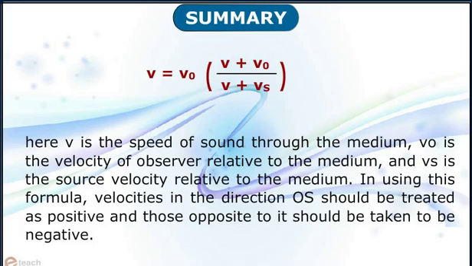In using this formula, velocities in the direction from observer to source should be treated as positive and those opposite to it should be taken to be negative.